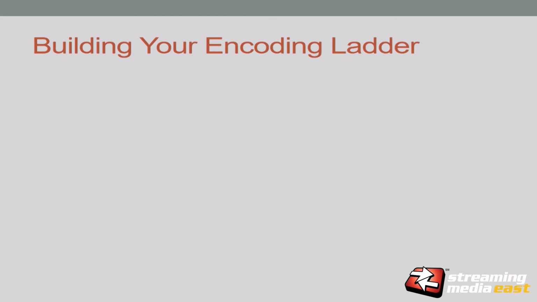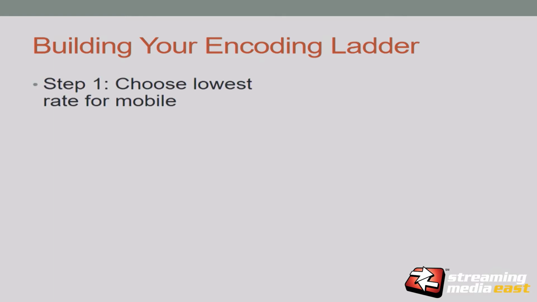Okay, so building your encoding ladder. These are the steps that I take. Step 1, I choose the lowest rate for mobile. I focus on mobile first. Clients can say, we want to do 300 kilobits per second or 200 kilobits per second. They're going to have an opinion about that.